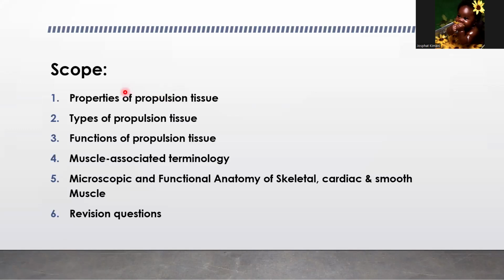Then we'll check on the various propulsive tissues. After that, we'll check on the functions of these propulsive tissues. Then muscle-associated terminologies. We also check the microscopic and functional anatomy of skeletal, cardiac, and smooth muscles. Then we'll also cover some of the revision questions. So kindly, let's do this.